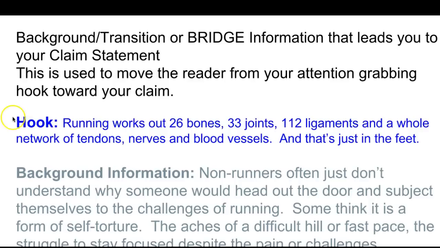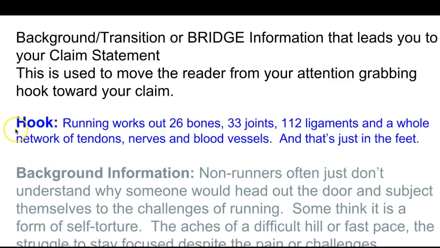So if I go with the hook about running works 26 bones, 33 joints, and so on, then my background information is going to be like this. I just say non-runners often just don't understand why some people would head out the door and subject themselves to the challenges of running. Some think it's a form of self-torture: the aches of a difficult hill or fast pace, the struggle to stay focused despite the pain or challenges confronted, the mind-numbing isolation.